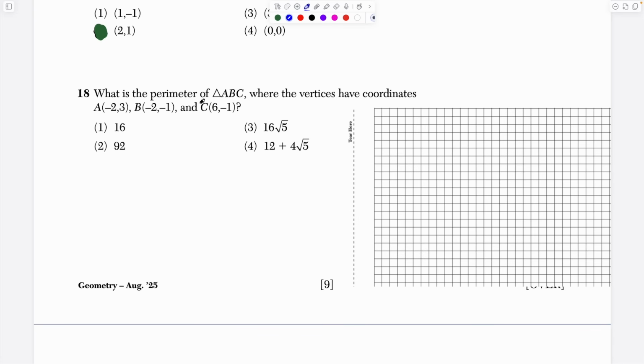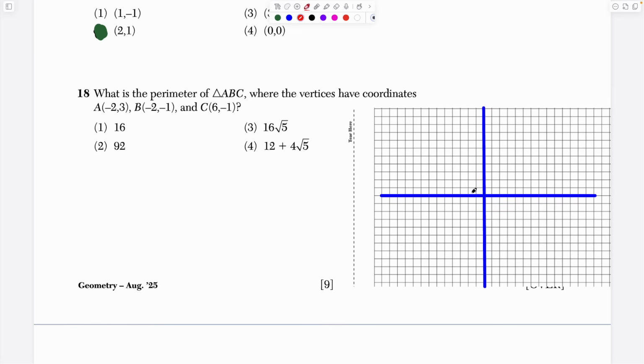Question 18, what is the perimeter of triangle ABC where the vertices have coordinates A, -2, 3, B, -2, -1, and C, 6, -1? So for a question like this, I would definitely go to the back of the Regents and rip off the scrap graph paper, okay? So this is just going to help us here visualize what's going on. And with a straight edge ruler or even a student ID, what you could do is just make an XY axis like I'm doing right now, and then plot these points.